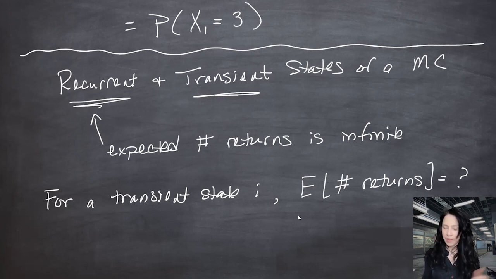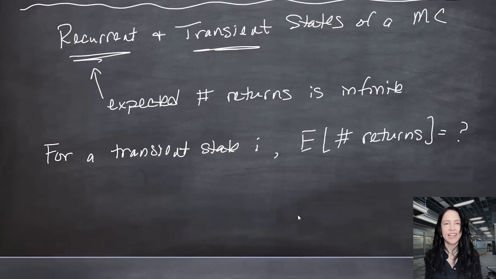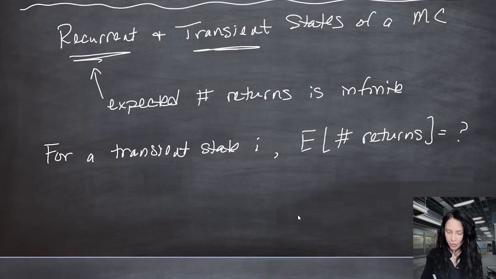We are ready to go. We've actually done all the hard work already by talking about this geometric distribution, because I can go one further on this and I can tell you the distribution of the number of returns conditioned on starting at state I. So let's set up some notation.